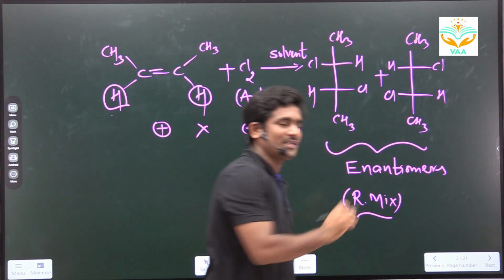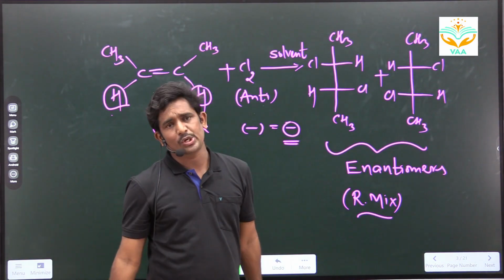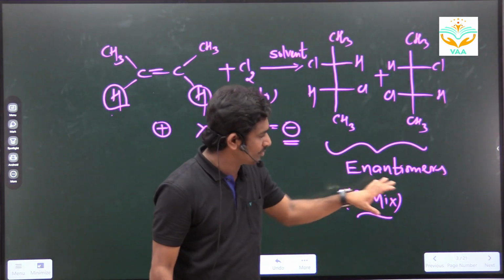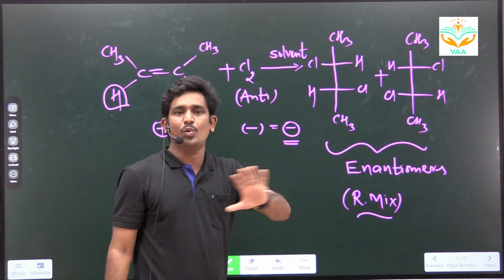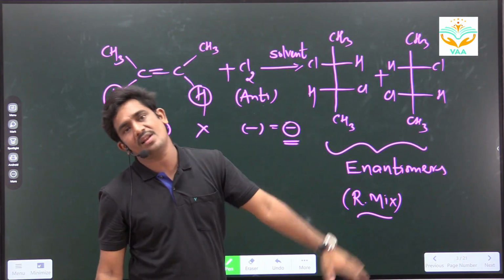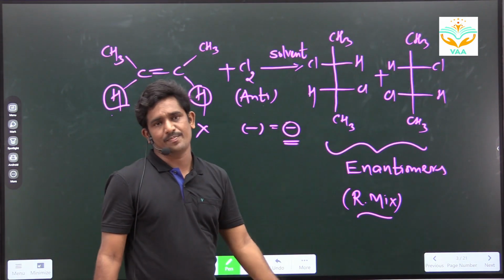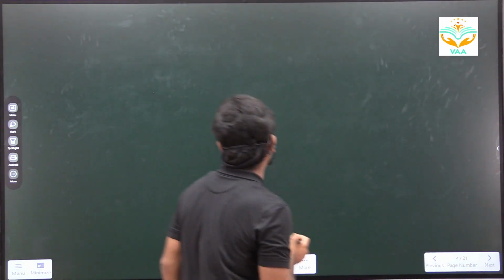Again, what is the racemic mixture? All these things you will study in stereoisomerism. Those who don't know what enantiomers are, what a racemic mixture is, and what anti-addition is, don't worry. All these things we will cover in reaction mechanism and stereoisomerism. Right? Or take one more example. Now you tell me.